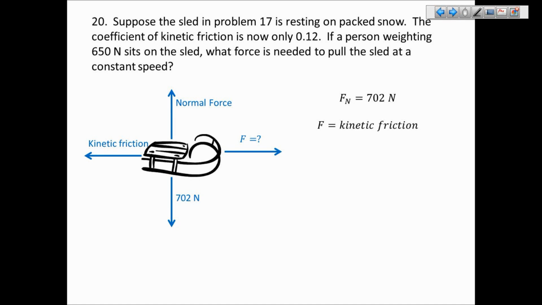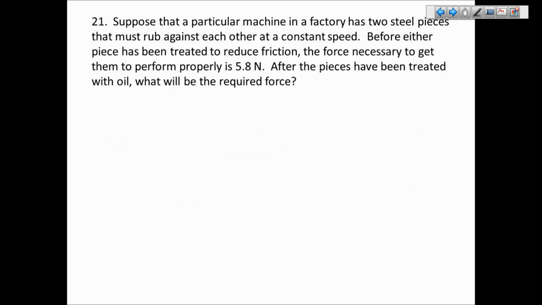So the force that we need to pull with is equal to the kinetic friction. Take mu sub k times the normal force, and we find out that we need to pull with a force of 84 newtons in order to pull this sled at a constant speed. Now we would actually need to pull harder to get it to overcome the static friction, and then we could back it down to 84 newtons because this is the kinetic friction, and kinetic friction is always less than static friction.